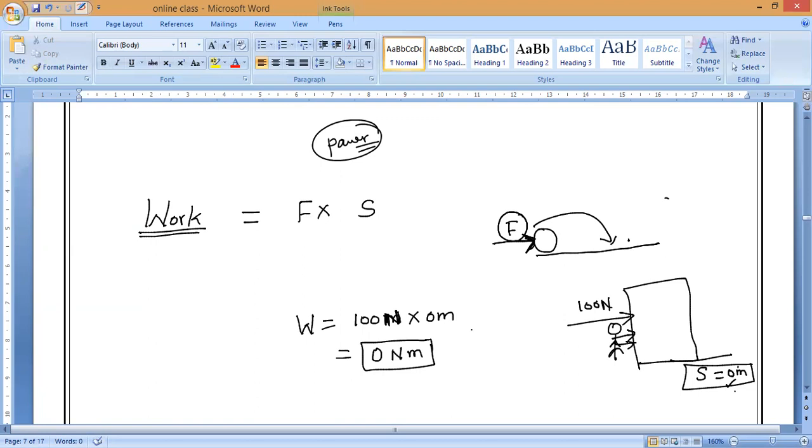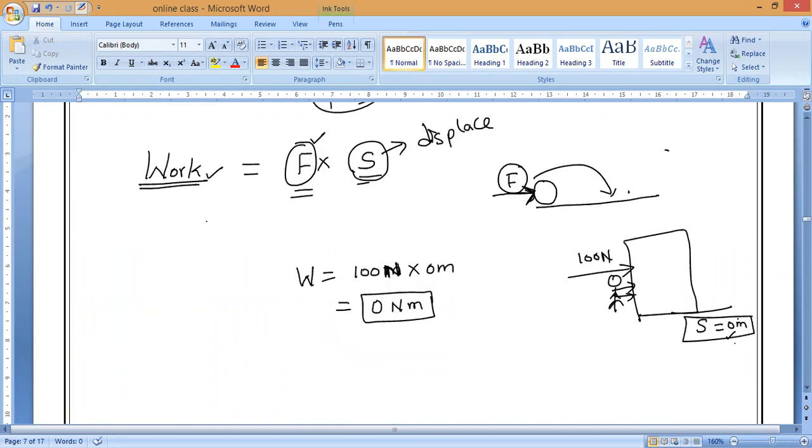So when can we say work is done? Only in two cases. One is the force should be applied, and it should lead to the body displacing. Understand? In this case only we can say work is done. If anything is absent, we can say work is not done. So force must be applied, and a body also should displace due to the effect of this force. Then only we say work is done.